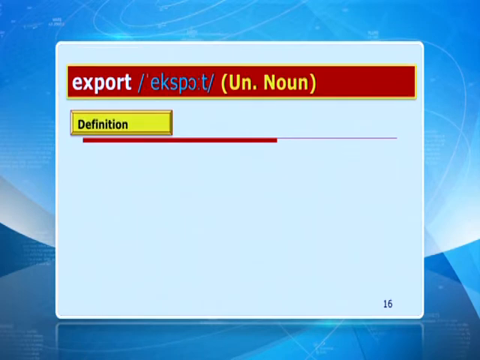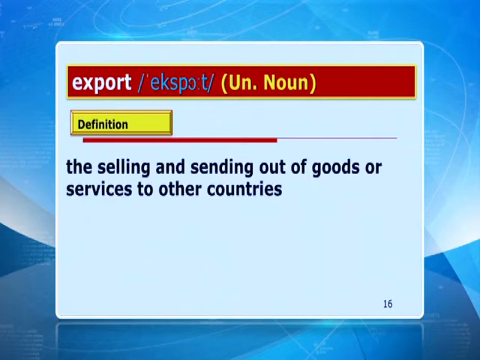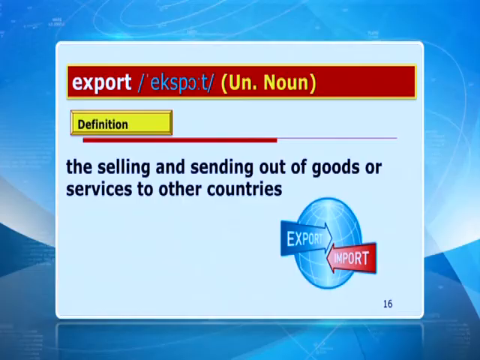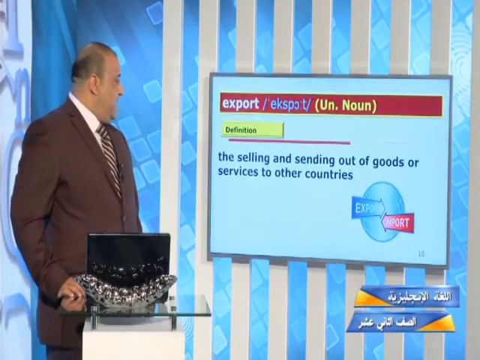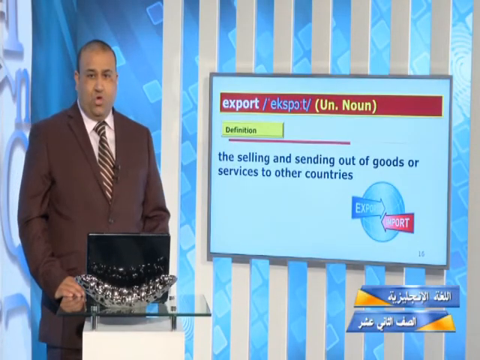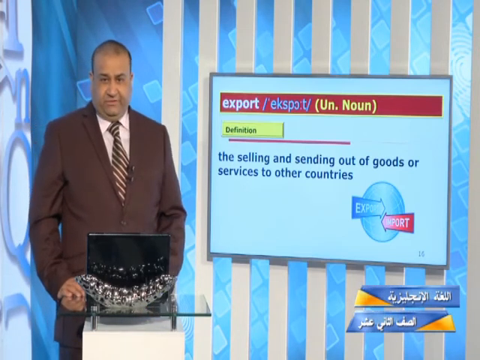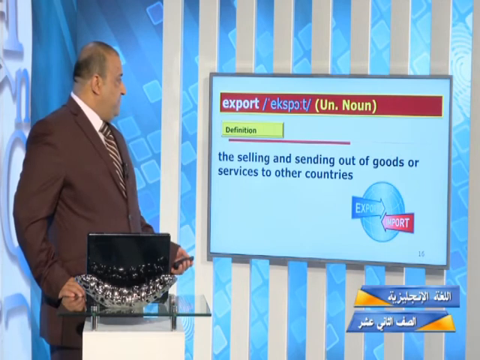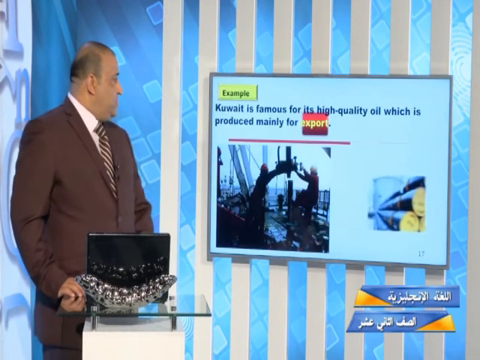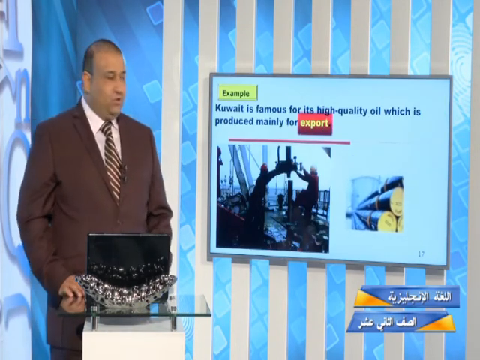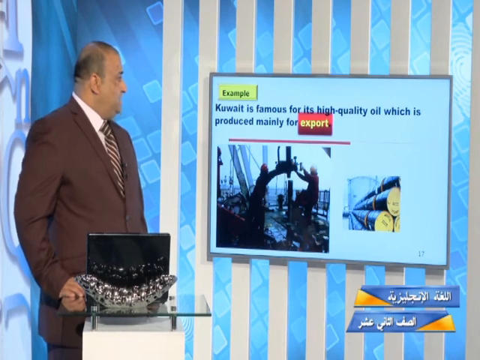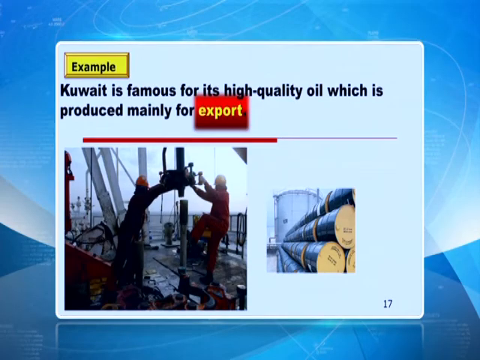Then we have the word export, which is an uncountable noun, which means the selling and sending out of goods or services to other countries. Let's have a look at the example. Kuwait is famous for its high-quality oil, which is produced mainly for export.